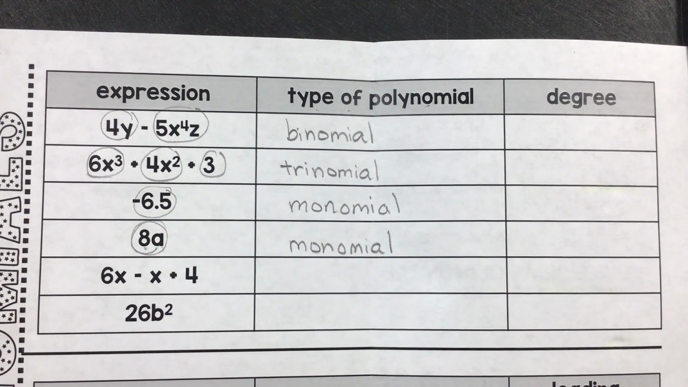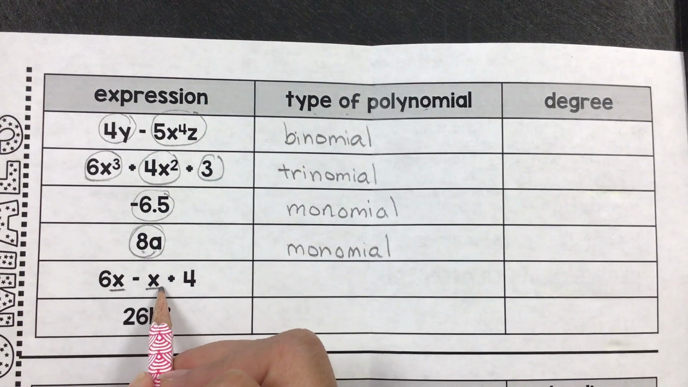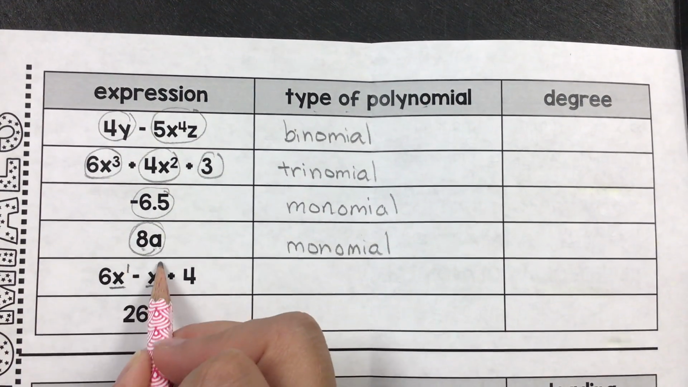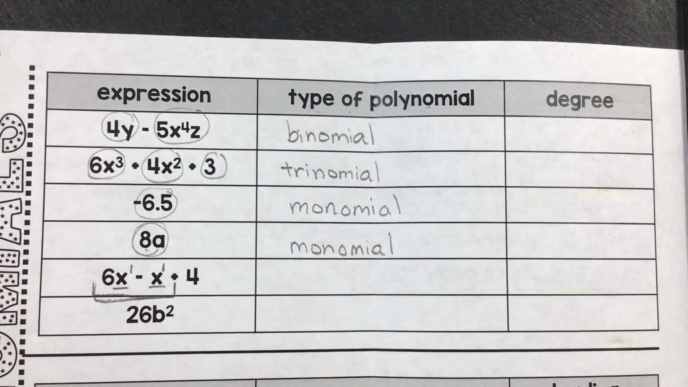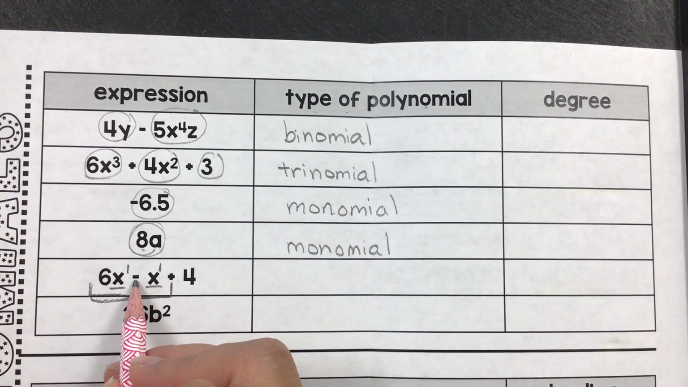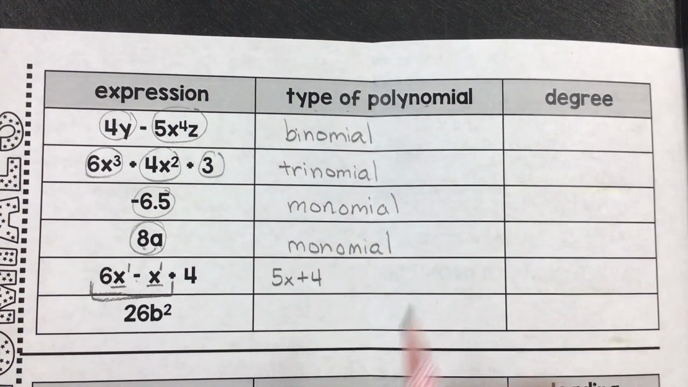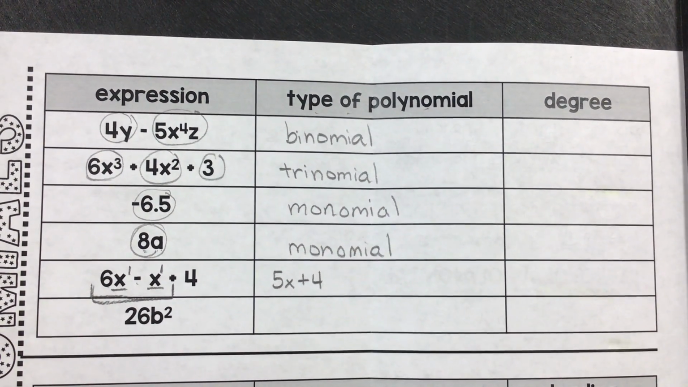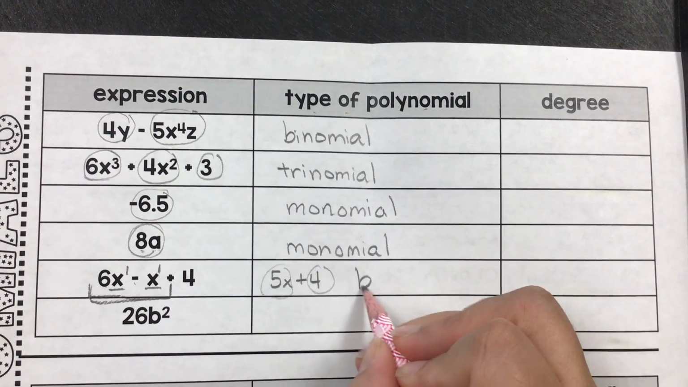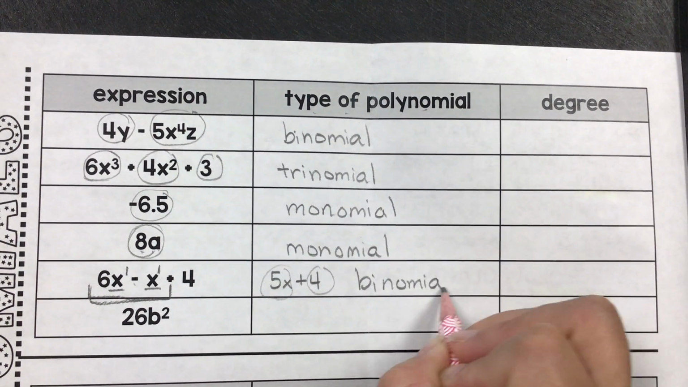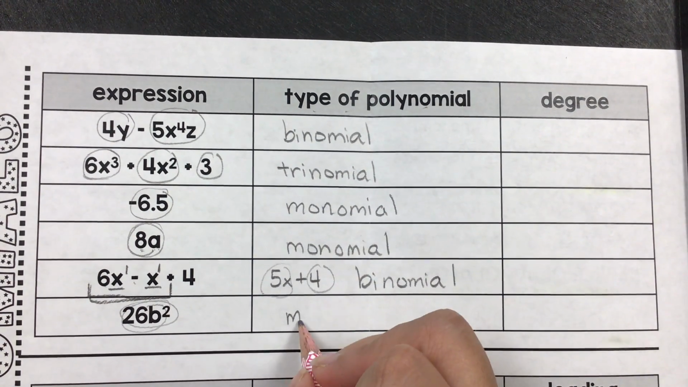You still have to combine like terms. How you combine like terms is that it had to have the same letter and the same exponent. To combine like terms, we remember had the same letter and the same exponent. That's 6x minus x, which makes it 5x plus 4. You have to combine like terms first, then it tells me that this has 2 monomials, making it a binomial. This only has one product, so this is a monomial.